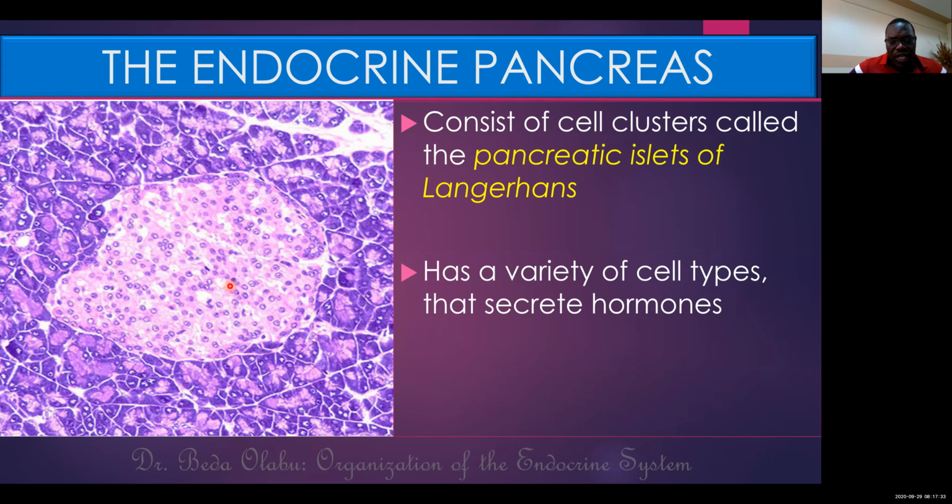These islets of Langerhans contain several cell types which secrete different categories of hormones. The cell types that we find in the islets of Langerhans are these ones. We have the alpha cells, beta cells, delta cells, and PP cells, just to mention the major ones. So these cells are the ones that will then secrete hormones. And so therefore we want to look at the hormones which these cells secrete.